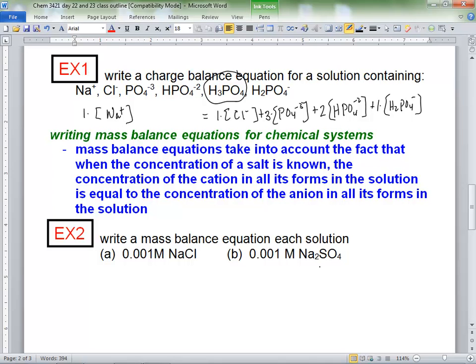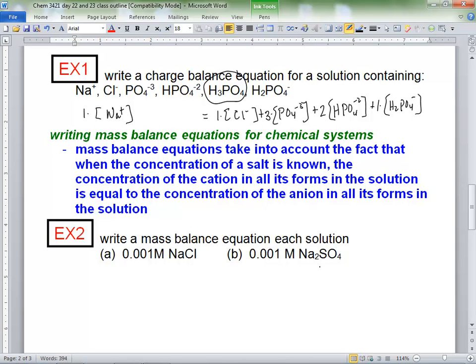Here's another concept. Writing mass balance equations for chemical systems. So we've written charge balance. The solution has to be neutral. Mass balance. Mass balance equations take into account the fact that when the concentration of a salt is known, and you pretty much always know the concentration of a salt. Look at these guys, right? When the concentration of a salt is known, the concentration of the cation in all its forms in the solution is equal to the concentration of the anion in all its forms in the solution.